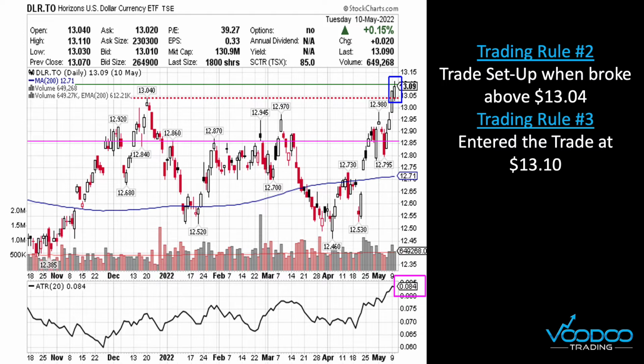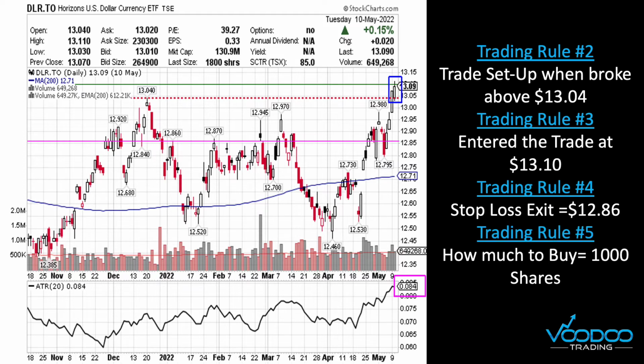As soon as the trade was initiated, we placed a stop loss order at $12.86 so we could control the amount of risk on the trade. The stop loss level is shown by the pink line on this chart. Our risk control determined that we could afford to buy 1,000 shares of the ETF. So let's see how this trade played out.